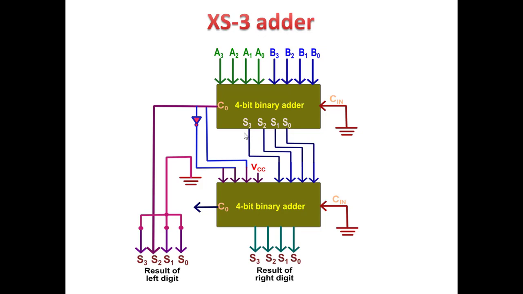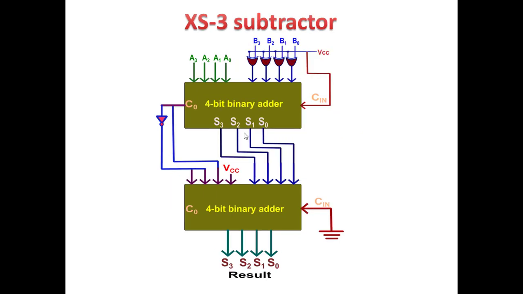Now let us execute this using SimulIDE. We'll do this afterwards. Let me just explain the second part, this XS3 subtractor. The principle we use in XS3 subtraction is 2's complement subtraction, as we did in the previous video of BCD subtraction. Everything remains the same, only we are converting B into its 2's complement and we get the output result in a similar way. Now let us execute this using SimulIDE.